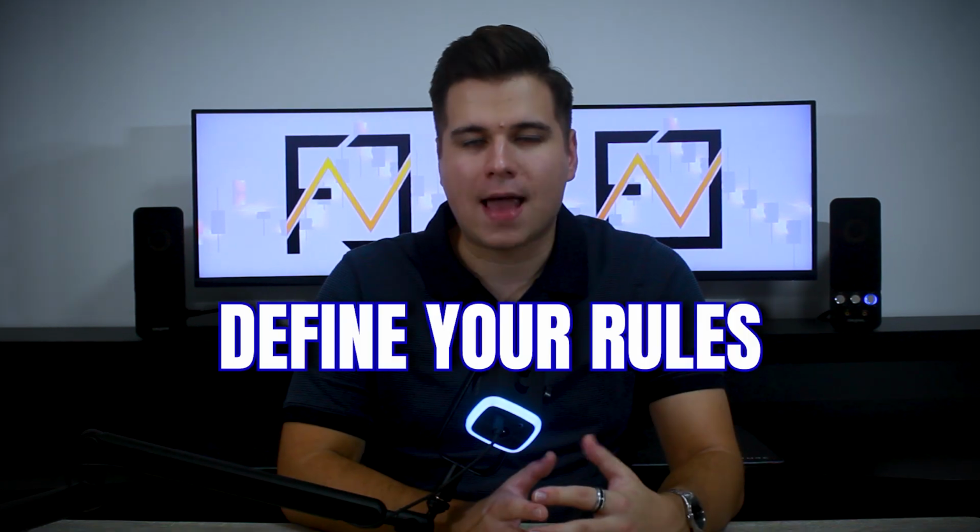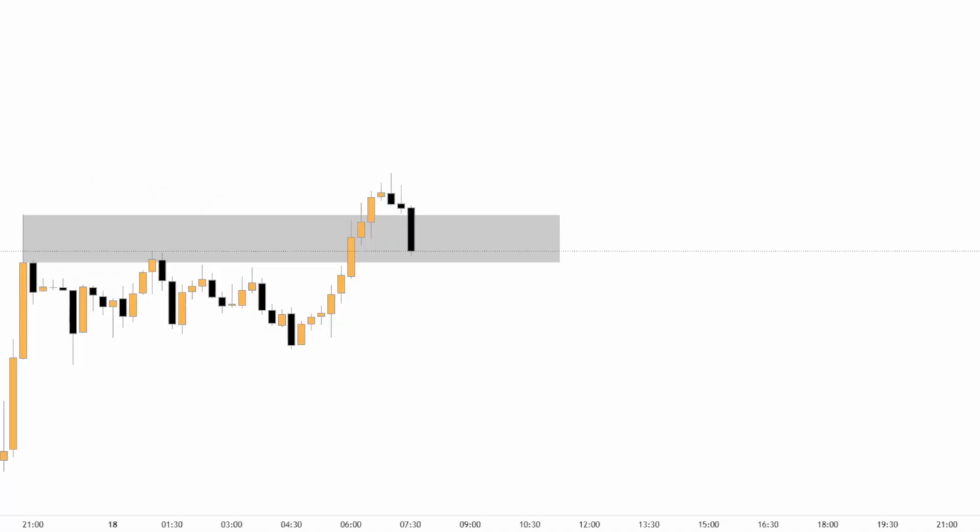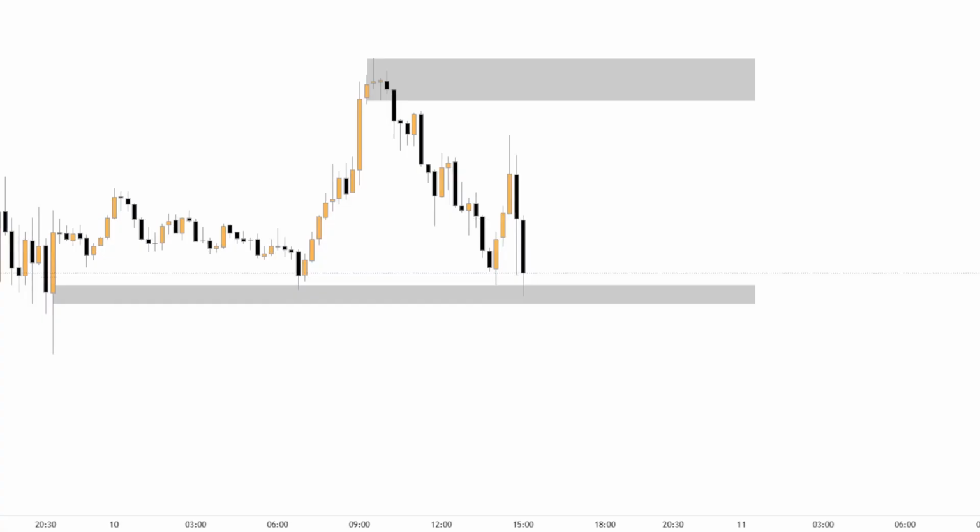Once you know what strategy or concept you want to test, the next step is to define your rules with absolute clarity. It's not enough to just say, I'm going to trade support and resistance. You need to know how you're going to trade them. Are you testing breakouts above resistance? Or are you trading reversals, expecting the level to hold? You must stick to those rules strictly. Don't bend them just because a setup looks good, or because you think this time might be different.